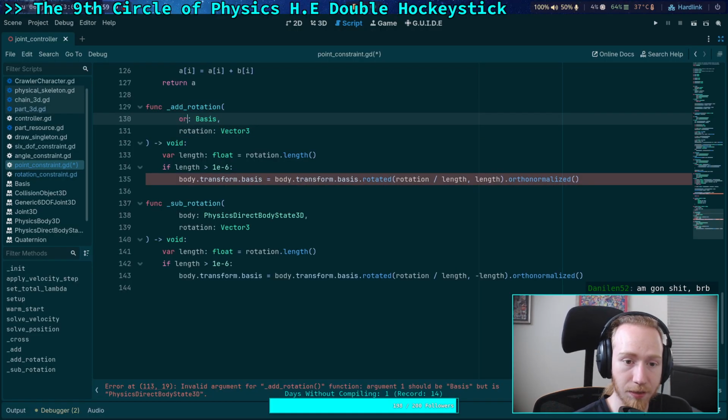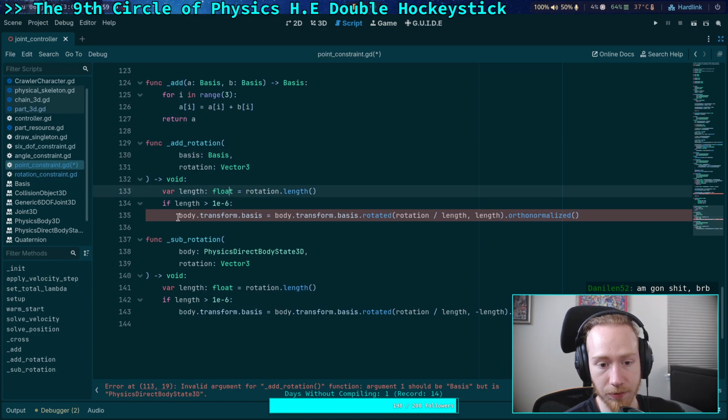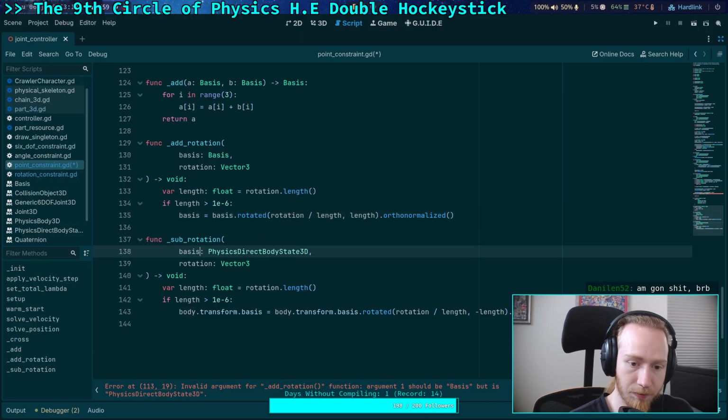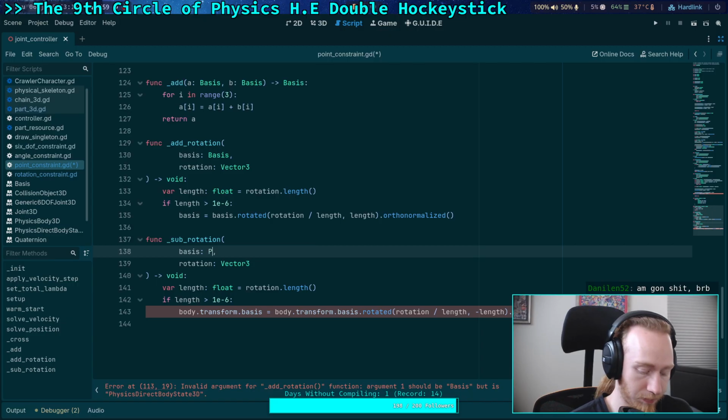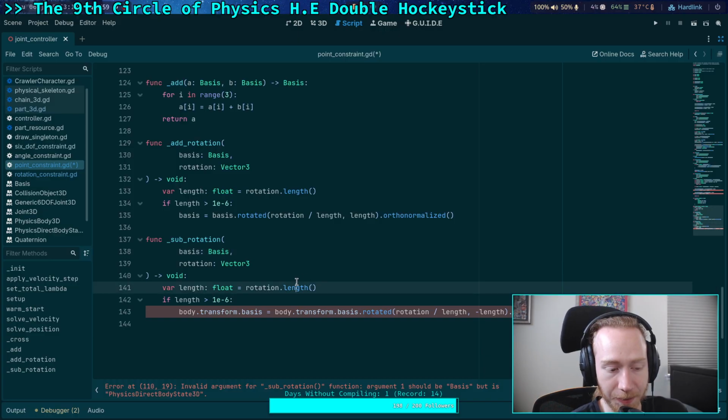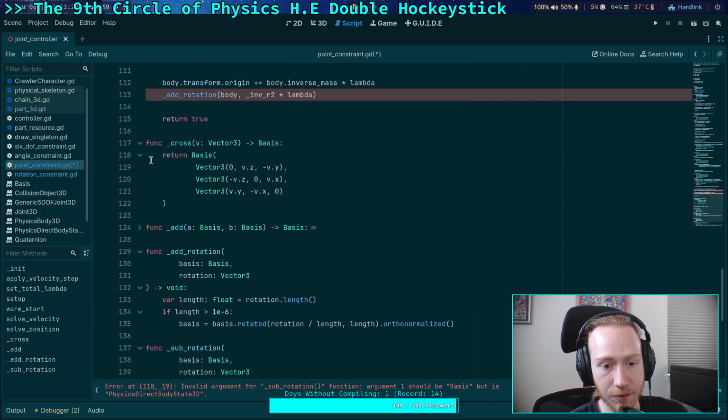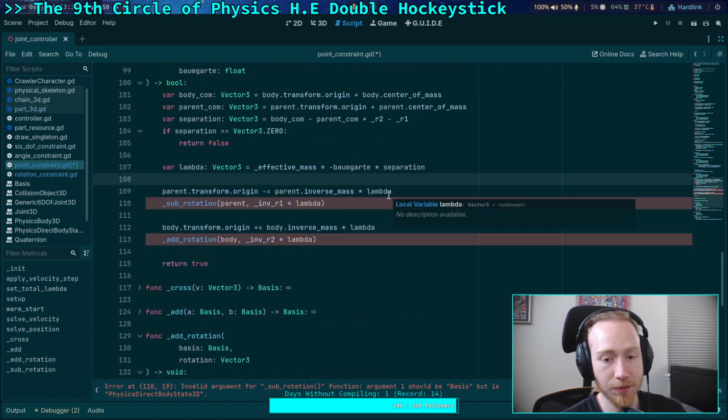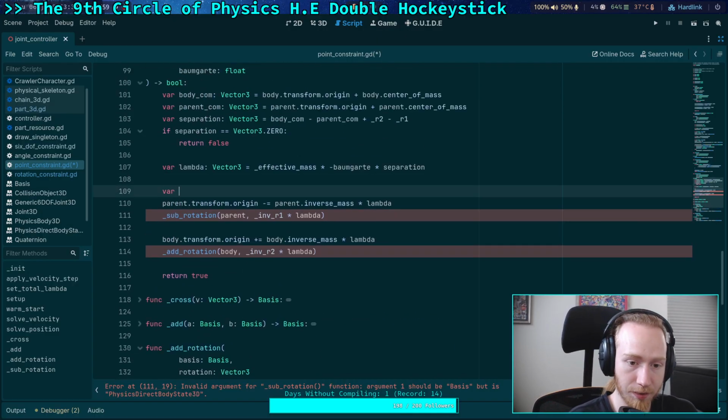Let's call it basis. This is definitely the kind of, alright, good luck. This is definitely the kind of bug that I needed fresh eyes to notice. 100%. Because that just sucks.